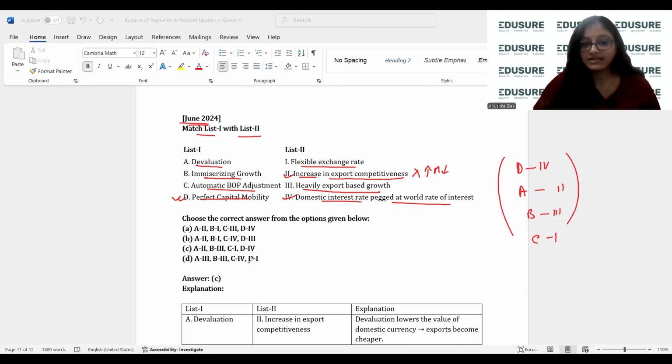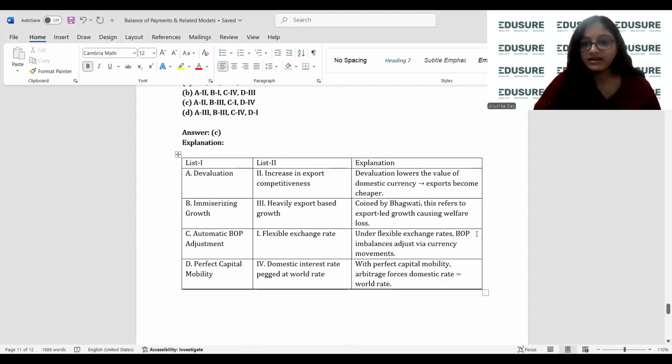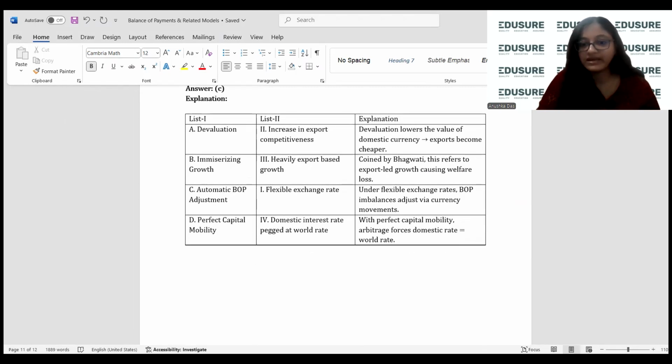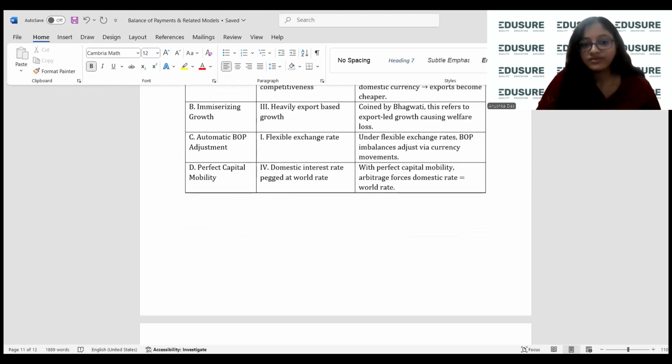So this will be the right sequencing. See, A is 2, B is 3, C is 1, and D is 4. Yes. So C will be the right answer. This is a June 2024 recent year question. And here I have given you the explanation also. You can take a look at this. Absolutely the same thing I have explained. You can take a screenshot or pause the video and see this for yourself. Absolutely the same. Right? So that is all.